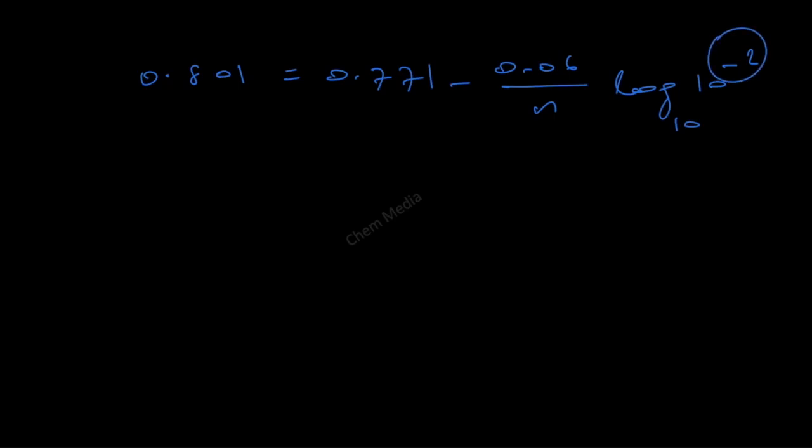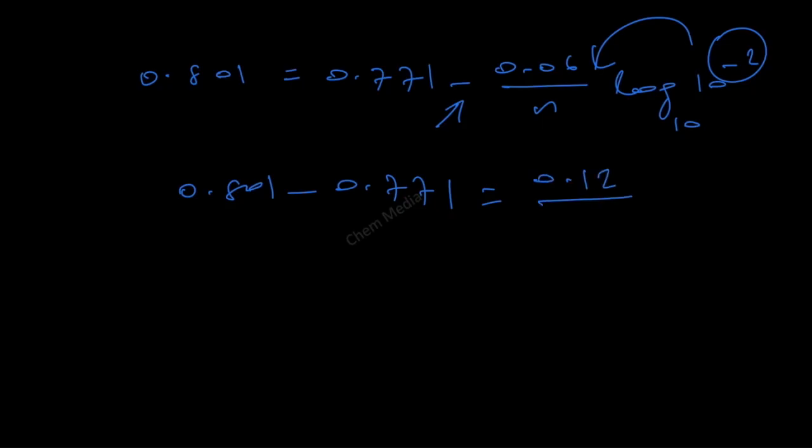We can bring this 10 to the power minus 2 here. We have another minus sign here, so that would become plus. Therefore 0.801 minus 0.771 is equal to 0.12 divided by n. Therefore this would be 0.030, and that is equal to 0.12 by n.